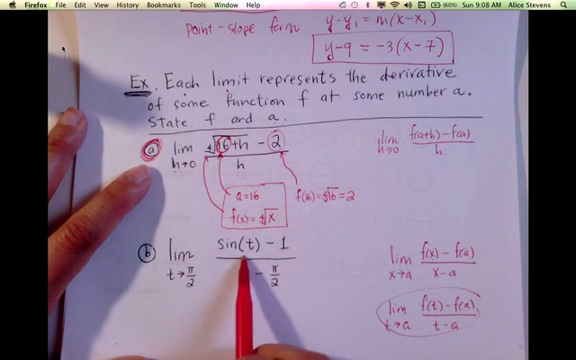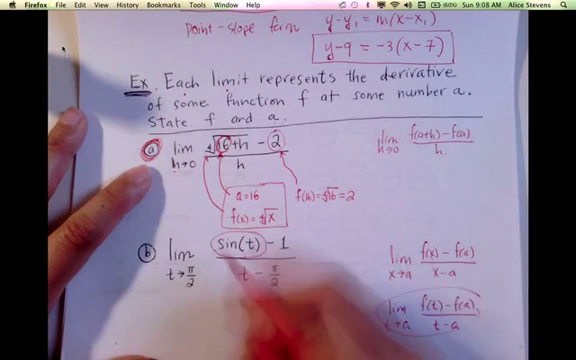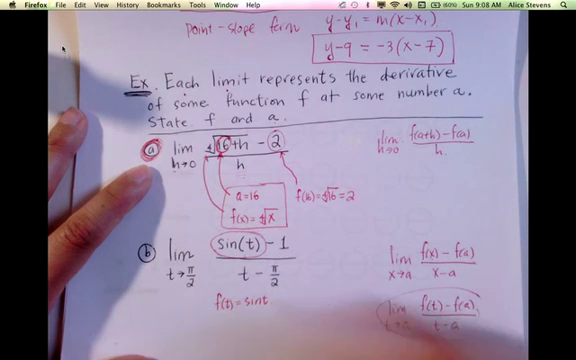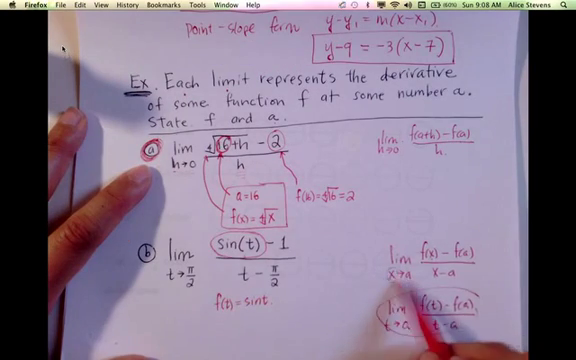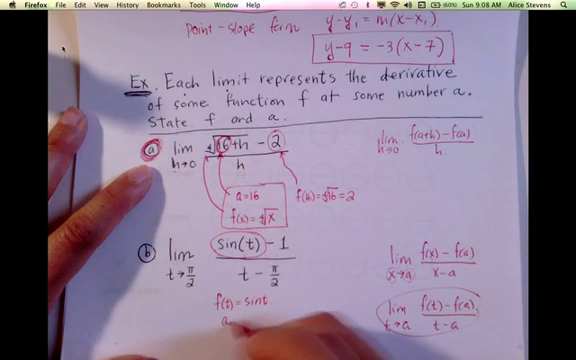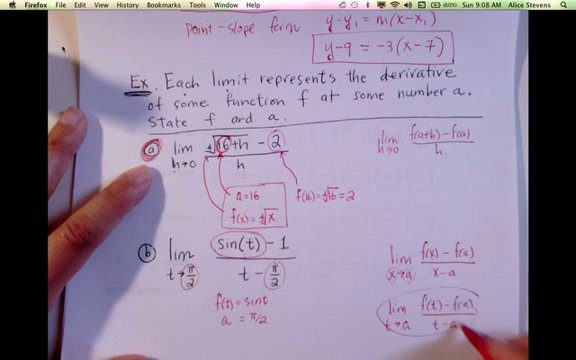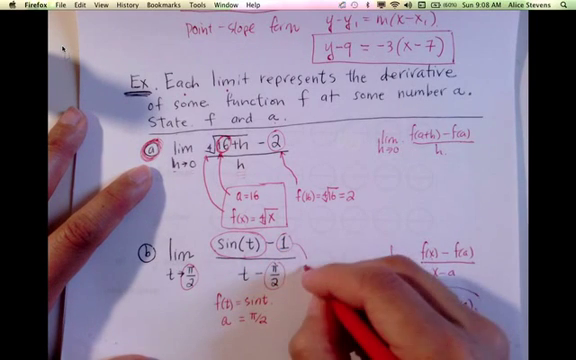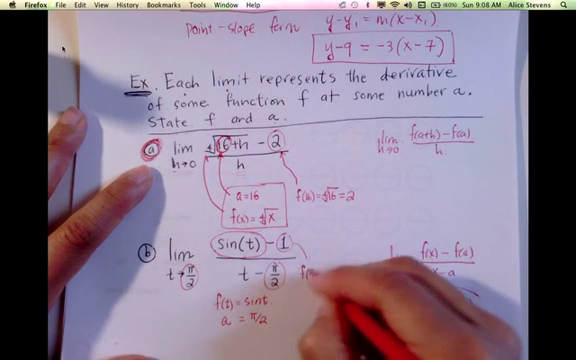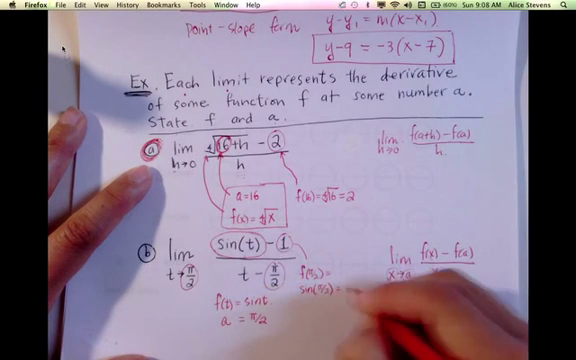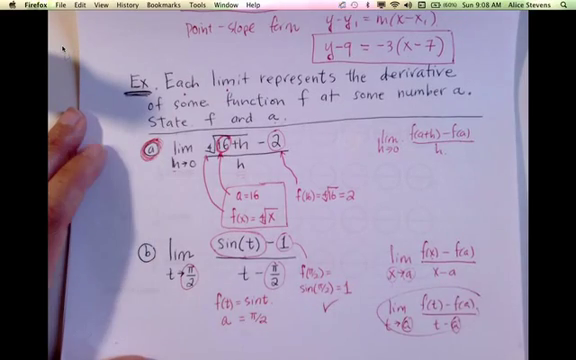Here to me it looks like my function f would be sine. And when I look at the comparison here, it looks like a could be equal to pi over 2. So I see the a here and the a here, just as you see it here and here. And just to double check, I'm going to see if this is actually f of pi over 2. So this is going to be sine of pi over 2, which we know is 1. So that checks out.